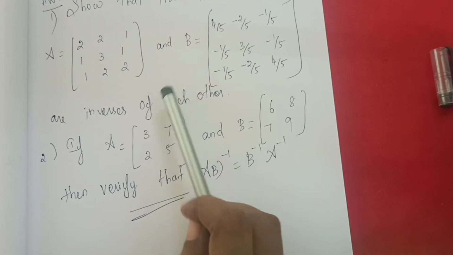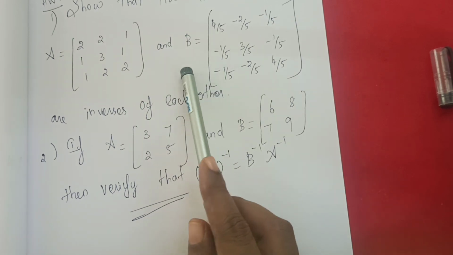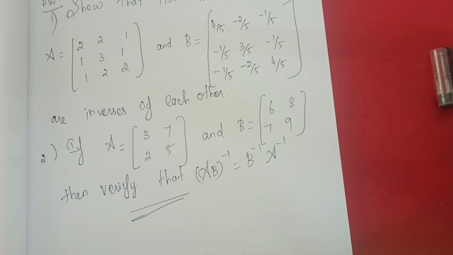Here you will get AB equal to BA equal to the identity matrix. Here, the inverse of AB is equal to B inverse into A inverse. We did one such problem, and you need to do the same. Some more problems are left in exercise 1.2. We will do them in the next class.